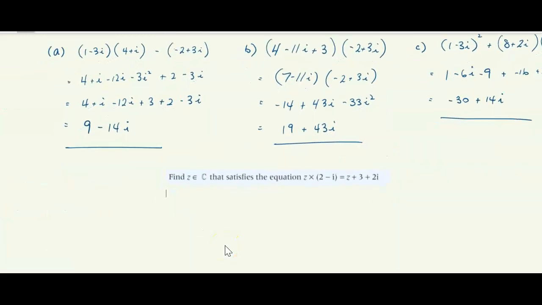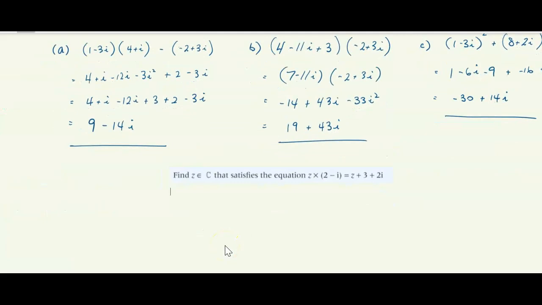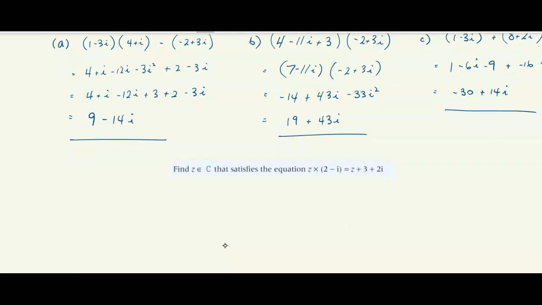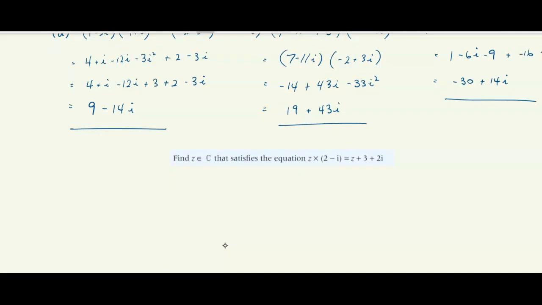Okay, another example, and this is a little different. Find z, which is a complex number, that satisfies this equation. So z's complex. Right, so we can do a little bit of sorting out here. We just want to solve this. So z times 2 minus i, that looks like 2z minus iz on the left-hand side, and I've got z plus 3 plus 2i on the right-hand side.